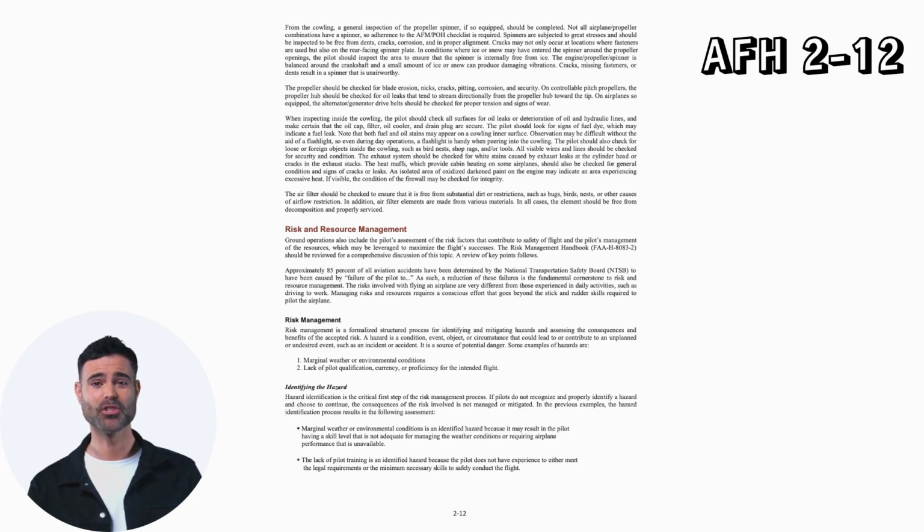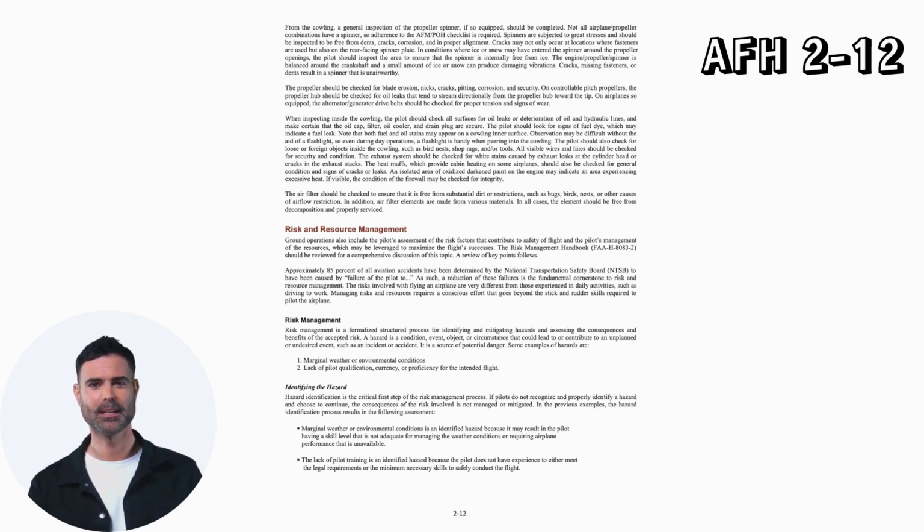The propeller should be checked for blade erosion, nicks, cracks, pitting, corrosion, and security. On controllable pitch propellers, the propeller hub should be checked for oil leaks that tend to stream directionally from the propeller hub toward the tip. On airplanes so equipped, the alternator and generator drive belts should be checked for proper tension and signs of wear.